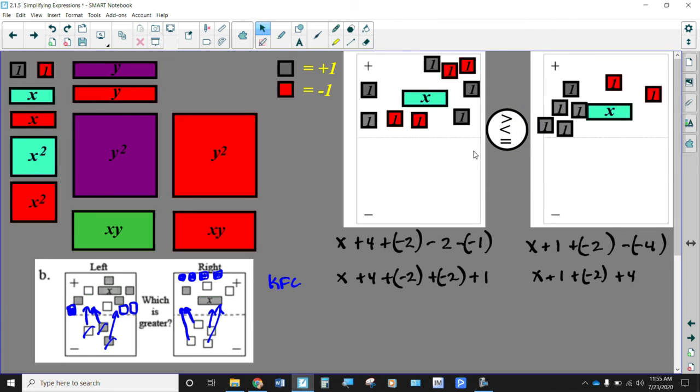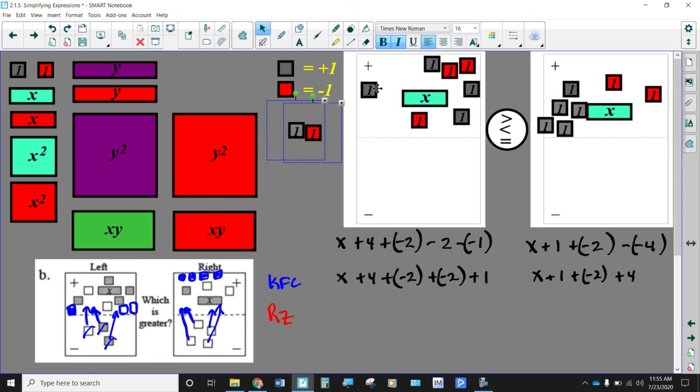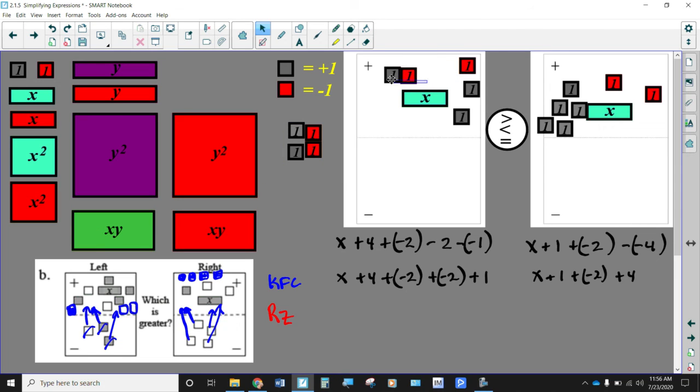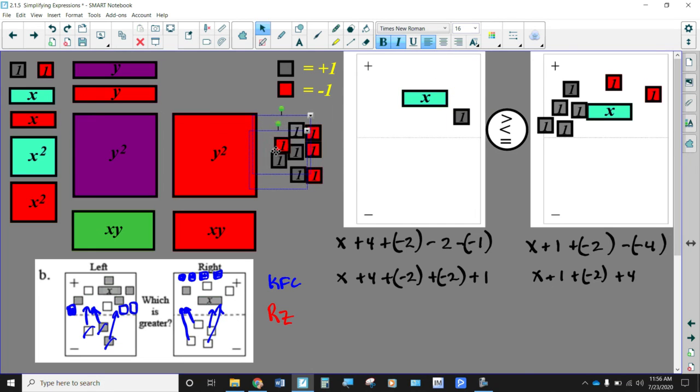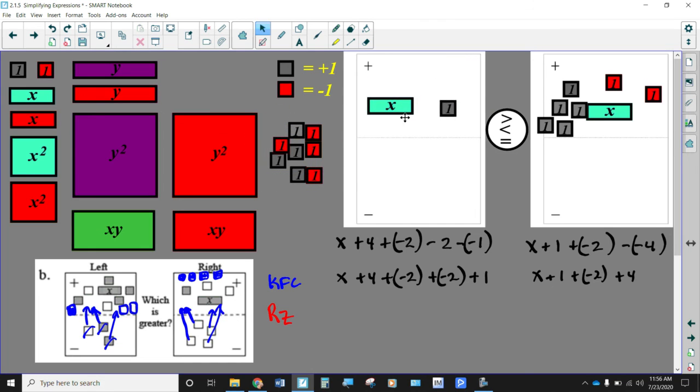And now we're ready to remove zeros. So removing the zeros, here's a 0 pair, remove them. Here's a 0 pair, let's remove them. Here's a 0 pair, let's remove them. And here is a 0 pair, let's remove them. Leaving you with just X plus 1.